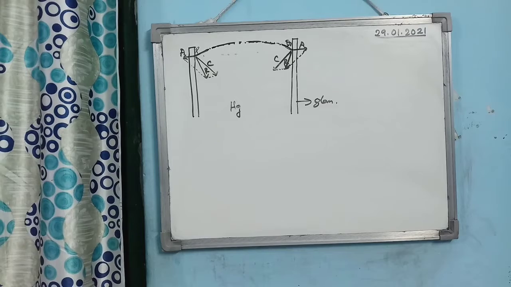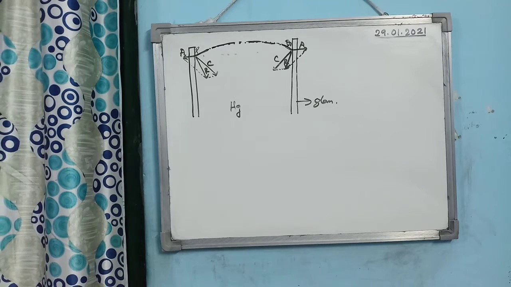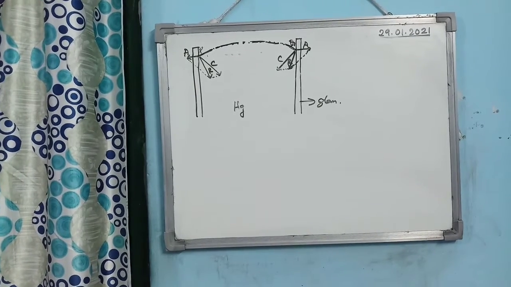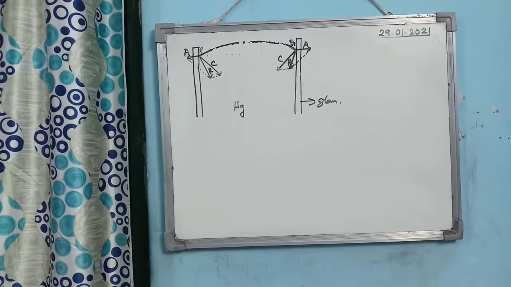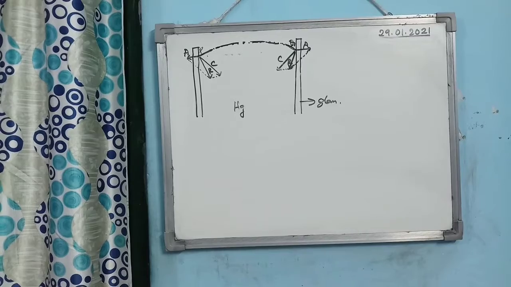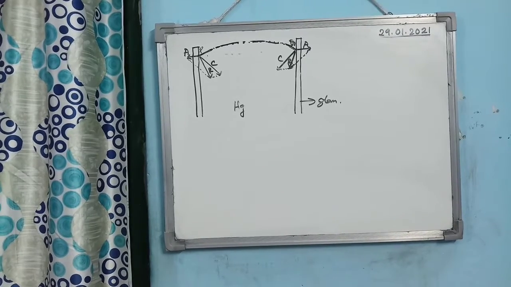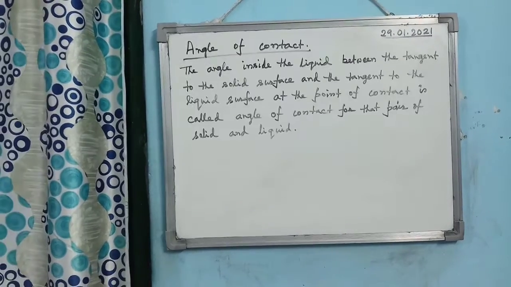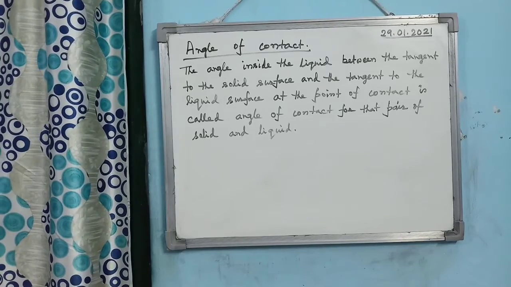Alright, so this is the reason for the shape of the liquid meniscus, that is water in a glass tube and mercury in a glass tube. In both cases, while answering, the diagram is very important, so you must practice these two diagrams. Now the next concept is angle of contact.